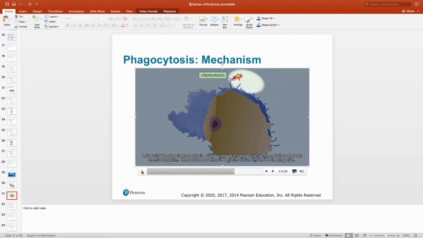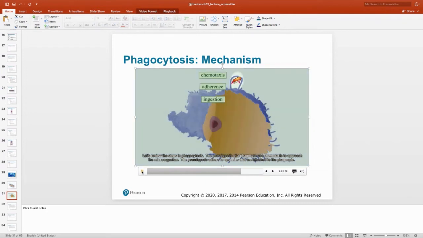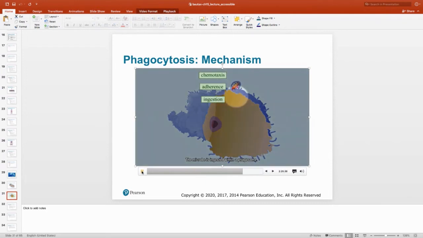Let's review the steps in phagocytosis. The pseudopods of a phagocyte use chemotaxis to approach the microorganism. The pseudopods adhere to opsonins that are attached to the microbe. The microbe is ingested within a phagosome. The phagosome fuses with a lysosome to form a phagolysosome, in which digestive enzymes break apart the microorganism. Finally, the remaining debris is eliminated by exocytosis. Parts of the microorganism are presented on the surface of the phagosome.